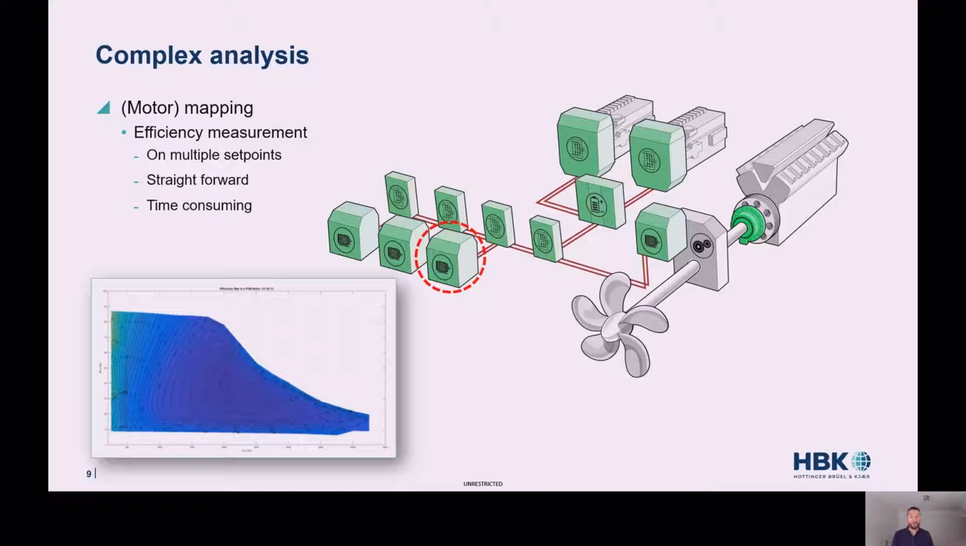The efficiency map is created by driving either a component, a motor for example, or a subsystem, or a full system, motor, inverter and supply system, through a range of set points of, for example, torque and speed. This process is quite straightforward, but it can be time consuming, and here is why.